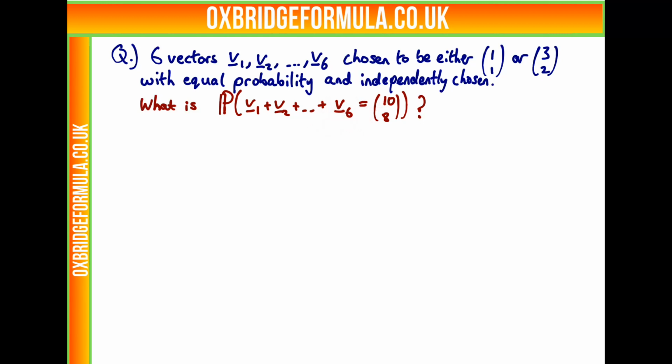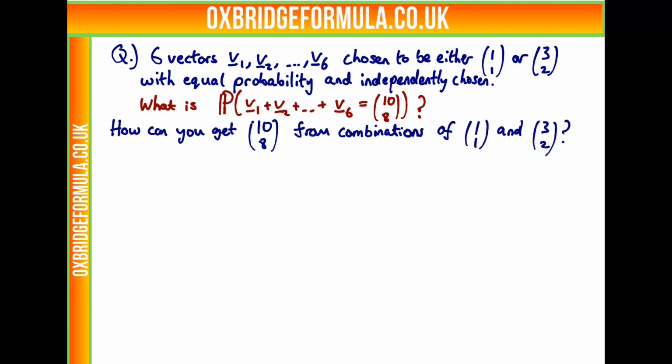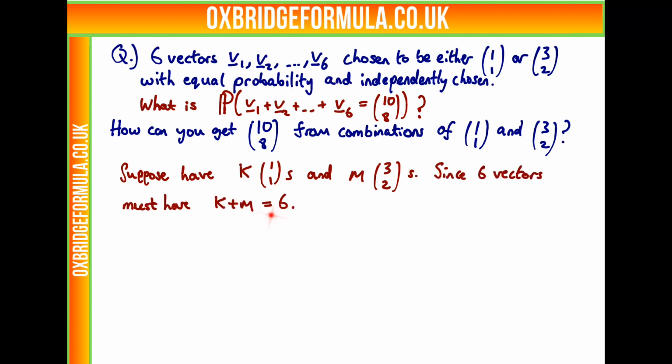So then the question is, how can we get (10, 8) from combinations of (1, 1) and (3, 2)? And how many (1, 1)s do you need and how many (3, 2)s do you need? So let's suppose there are K (1, 1)s and M (3, 2)s. Well, because we only have 6 vectors, we must have that K plus M is equal to 6. And we want them to sum to (10, 8). So we want K(1, 1) plus M(3, 2) is equal to (10, 8).